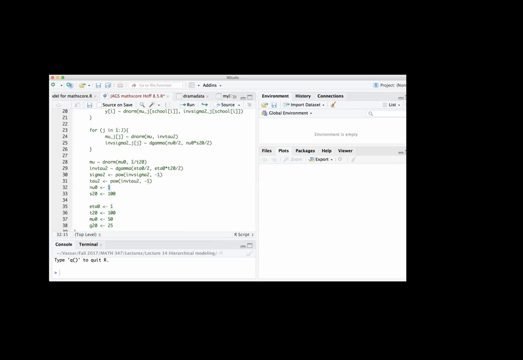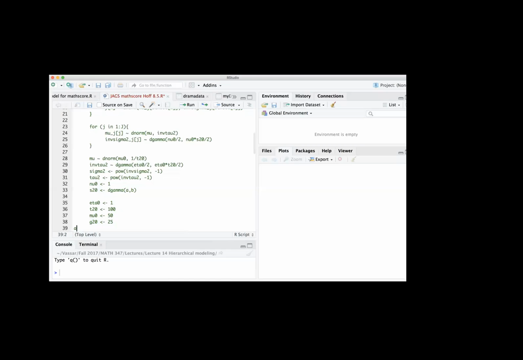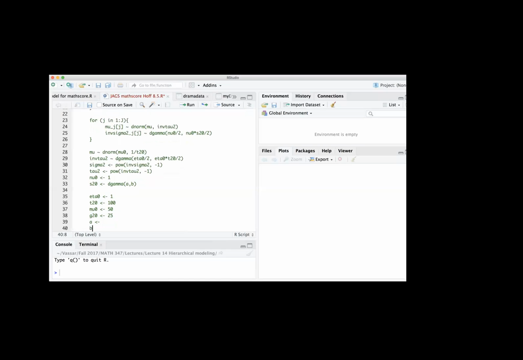So nu 0, let me do sigma 0 squared first. That's easier because it's going to be, what did they say? Gamma(a, b), right? Yep, so they do a gamma, so it's a gamma, I guess a and b for now. So we need prior values for a and b over here. Okay? I leave it blank for now. That's something we need to fill in later. But nu 0, I guess, is a geometric distribution.